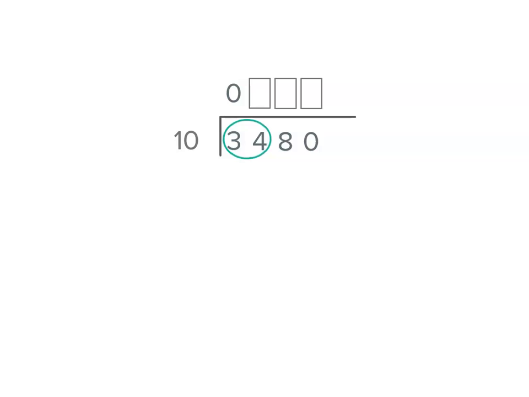So 3 thousands can be regrouped, and that's like 34 hundreds now, because we've got the 30 hundreds plus the 4 we had. 34 divided by 10 is actually 3, and then there's 4 hundreds left. So we regroup those or trade them to the tens. Now we've got 40 tens and 8 more. 48 divided by 10 is actually 4, and there's 8 tens left. So we regroup those to units, and that means we've got 80 units. Divided by 10 is 8. So 3,480 divided by 10 is 348.